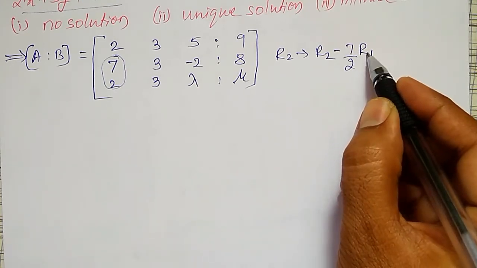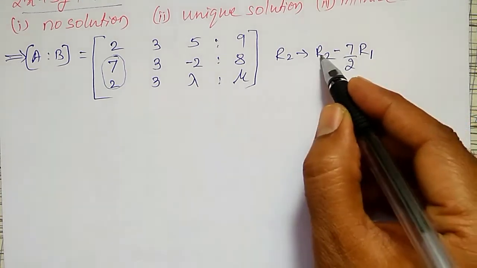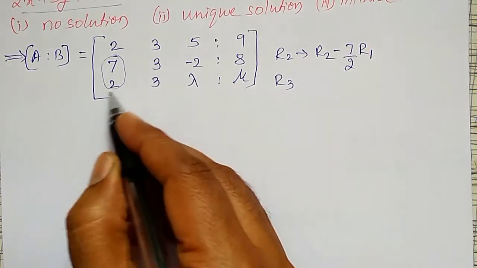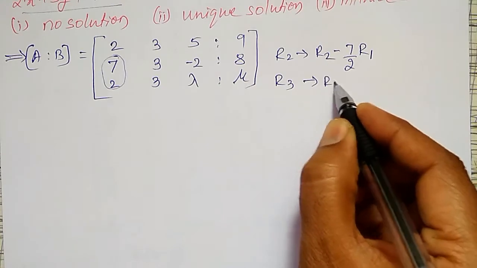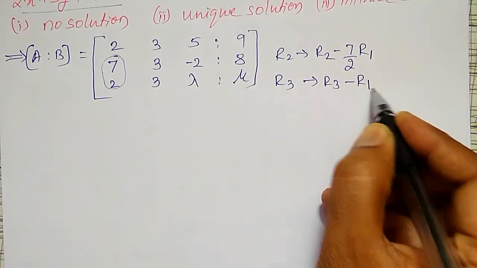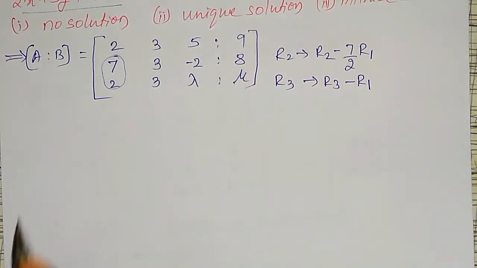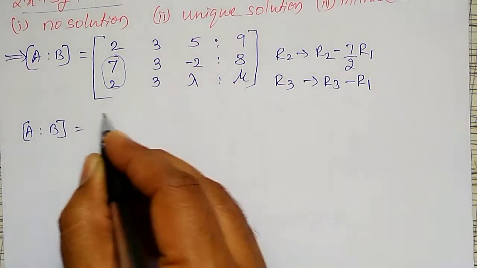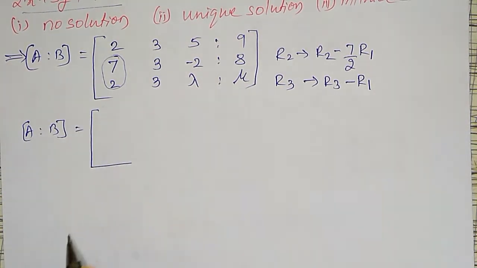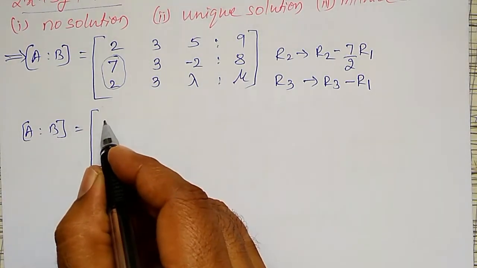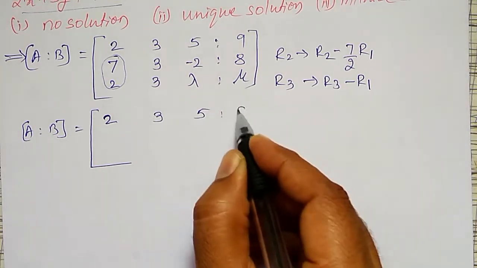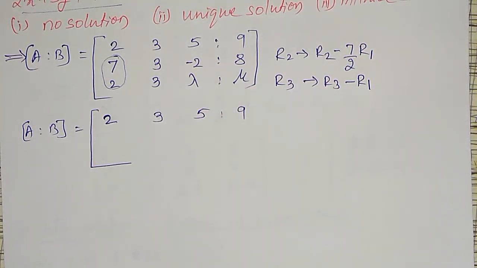The R1 element is 2, the 2s cancel, and 7 minus 7 becomes 0. Like that, to make the R3 element 0, R3 is replaced by R3 minus R1, which I can do easily. Therefore my next matrix after applying those two row operations: the first row stays as it is, 2, 3, 5 and 9. The second row I am going to change.